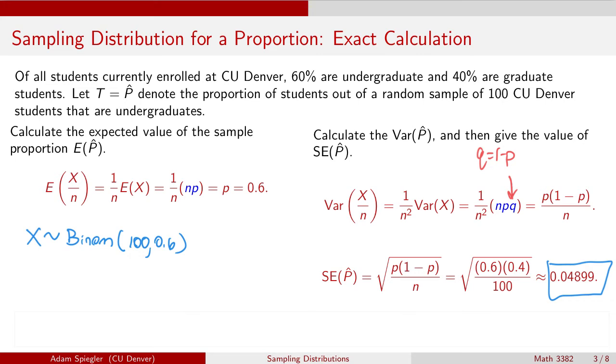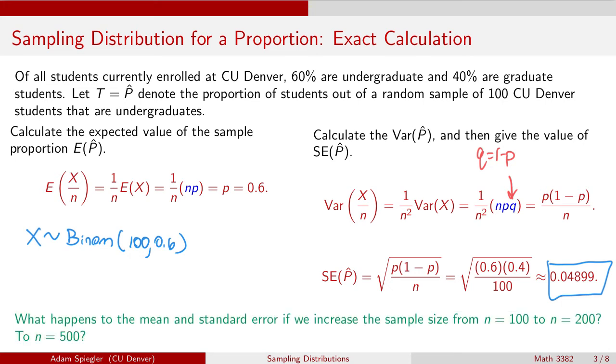So what this tells me is if I pick a random sample of 100 students from CU Denver, I would expect the proportion of them that are undergrads to be 0.6 and with a reasonable amount of variability. So it wouldn't be that uncommon to get one that has a sample proportion of 0.65 or 0.55, since we see that it's not that unreasonable that things are going to vary by 0.05-ish.